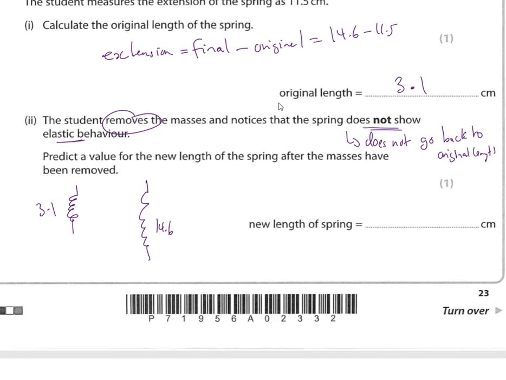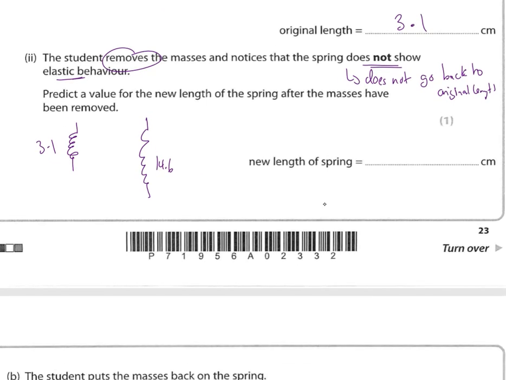After the length of this one, measures the extension in this. Okay, that's fine. So the new length is this one. Now, this is the weight on it. Let me just draw this here. Now, when the student removed the weight, the spring goes back something like this. Here we go. So predict what's going to happen. Any value between 3.1 to 14.6 is correct. So put the range here, 3.1 to 14.6 is correct.